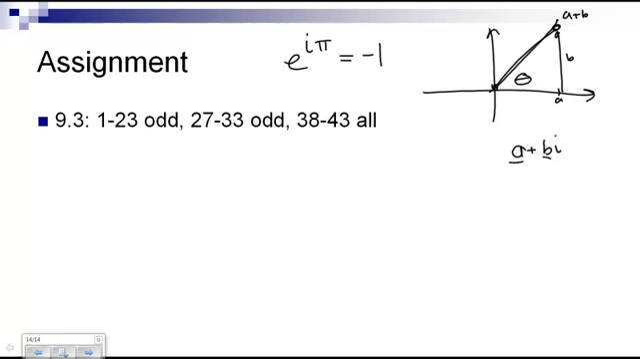And what we know is that a could be considered cosine theta, and b would be considered sine theta. So this number could be thought of as cosine theta plus sine theta times i. You okay with that? All right.